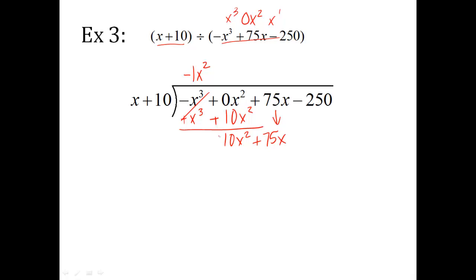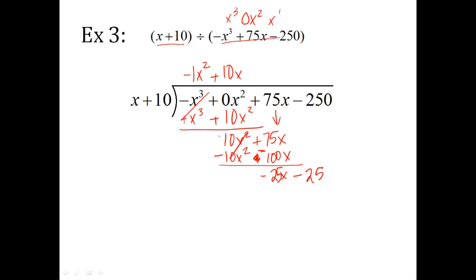Now, what times x is going to give me 10x squared? Well, I'm going to multiply by 10 and another x. Distribute the 10x. 10x times x is 10x squared. 10x times 10 is going to give me a 100x. Subtract, so change all my signage. That goes to a subtraction. 10 minus 10 is 0. 75x minus 100x is negative 25x.